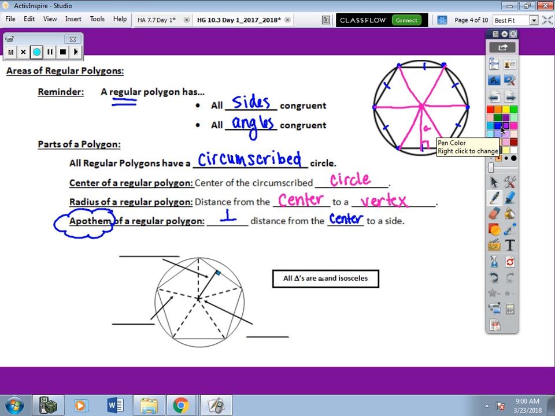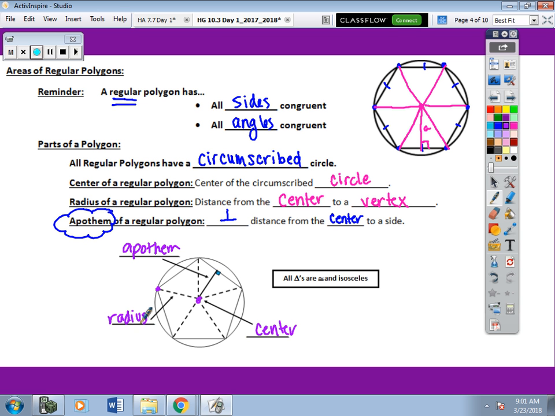So looking at this picture, they have all of them drawn in, and we have little arrows pointing to things. So what is this arrow pointing to? What part of the picture is that? Is it the center, the radius, or the apothem? The center. How about this one? Radius or apothem? Apothem, because it's perpendicular. And the last one is touching the edge of the circle and the center, which makes it a radius.